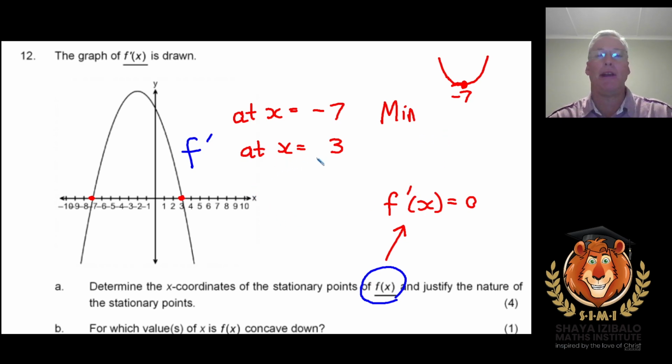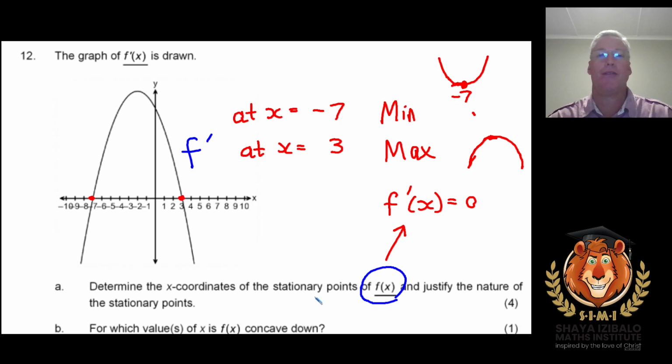At x equals 3, if we look to the left of 3, in other words, just before we get to 3, remember at 3 the gradient is 0. Just before we get to 3, the gradient is bigger than 0. So it's positive. The function's increasing, and then after 3, it starts to decrease. So this is a maximum.